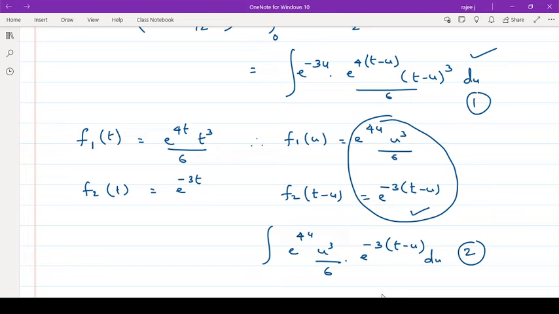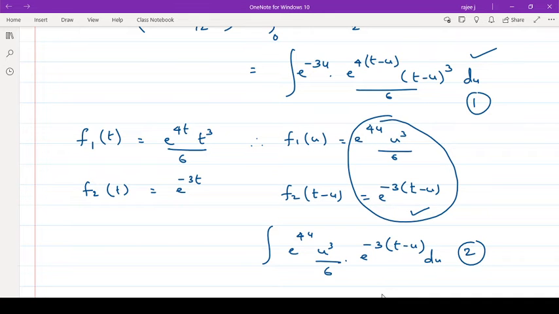Because here you need to expand t minus u the whole cube, and then integrate. Otherwise you can use the Leibniz formula, that is not an issue here. You can, but in the simple way, if you look at this one, this will be easy for integration. So you have to choose f1 of t and f2 of t accordingly.